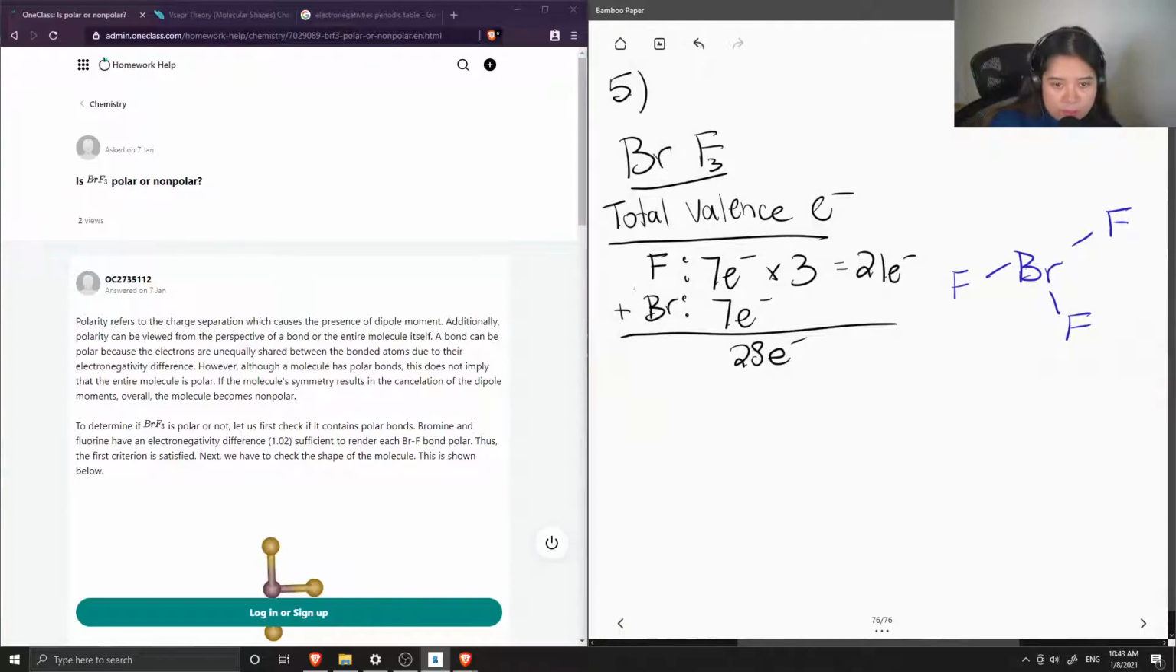And now let's draw out all of the lone pairs on the fluorines and count to see how many electrons I've drawn so far. So each bond contains 2 electrons, and there are 3 bonds, and then each fluorine contains 6 electrons as lone pairs. So far I've only drawn 24 electrons, and I need 28. So I'm going to add another 2 on my bromine atom.